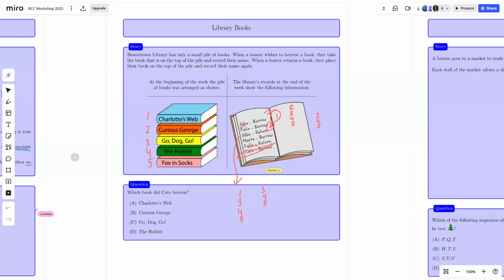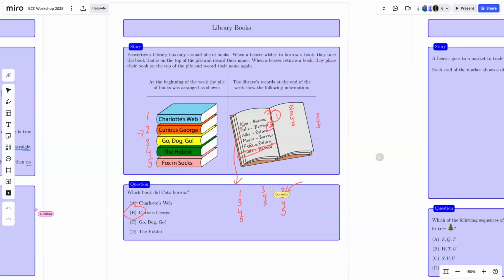Felix returned. What did he borrow? He borrowed 2. You see that from the very top. So we have 2, 3, 4, 5. And finally, Cato borrowed. That means he borrowed from the top of the pile. So we now go back to our code names again. So 2 corresponds to Curious George, and we're done with the problem.